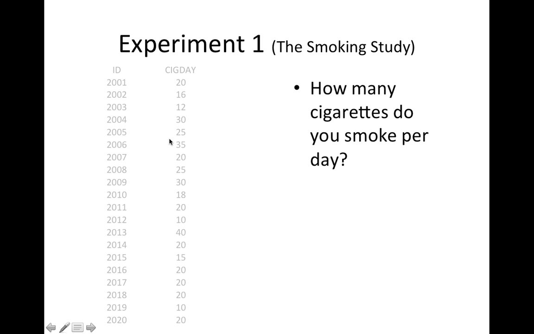I have the data here of ID number and cigarettes per day. In a sense, Tim Baker asked, how many cigarettes do you smoke per day? Each one of the participants in the smoking study was asked that question. This means that the person who was ID 2001 smoked 20 cigarettes per day, 16 cigarettes per day, 12 cigarettes per day, 30 cigarettes per day. These are different people. Person number 2005 said they smoked 25 cigarettes per day. Person 2011 said that they smoked 20 cigarettes per day, etc., etc.